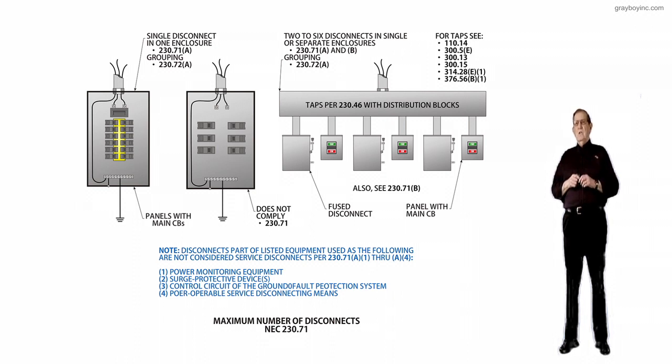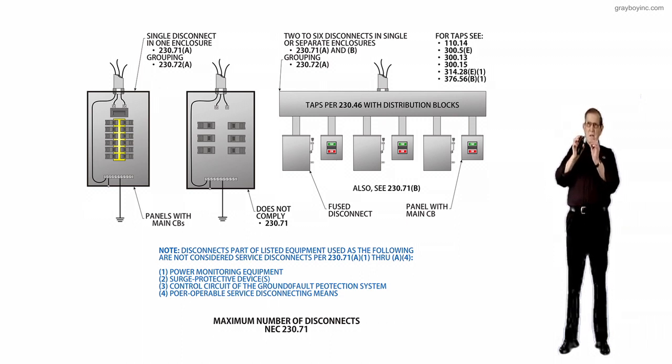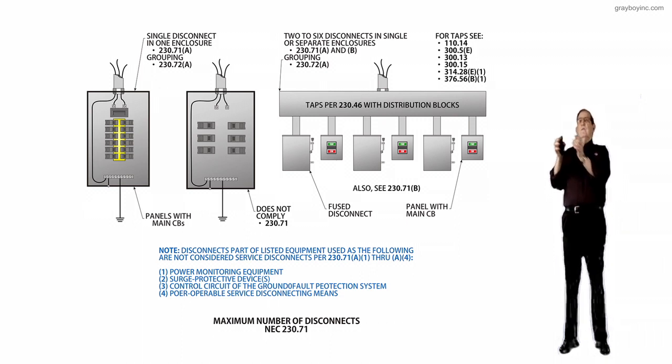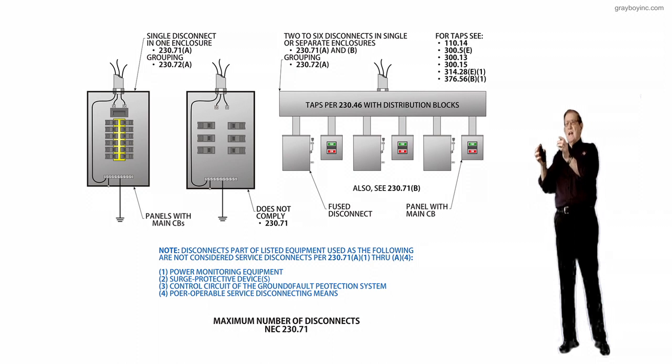230.71(B). So keep that in mind and really cross out the idea that I can bring service entering conductors and hit the lugs here and then have 2 to 6 mains in this enclosure. It has to be in separate enclosures, as you see in the illustration to the very right-hand side of the illustration.